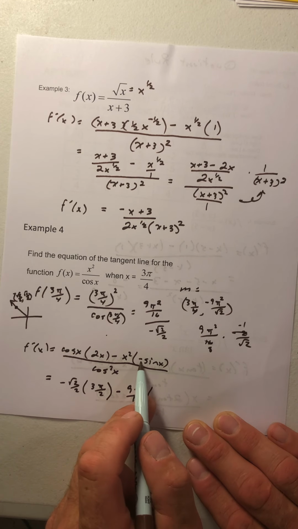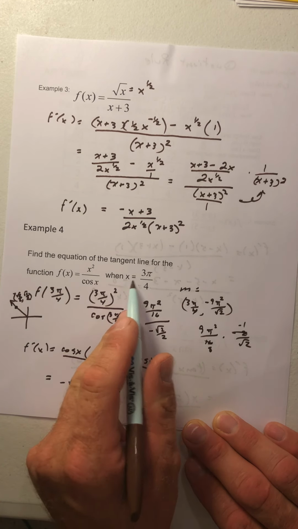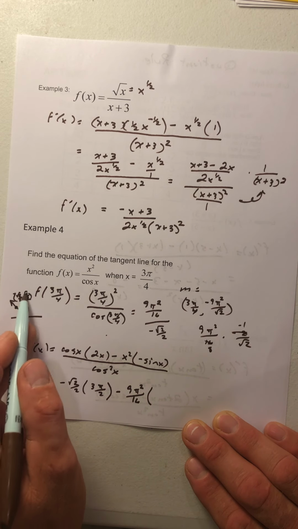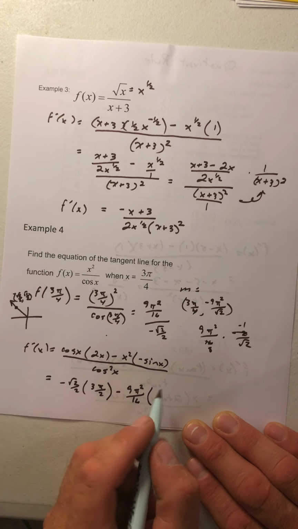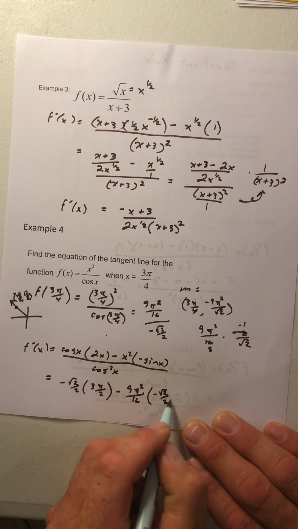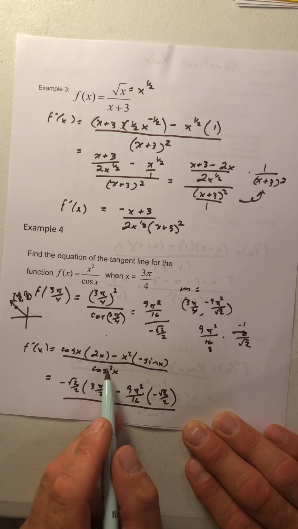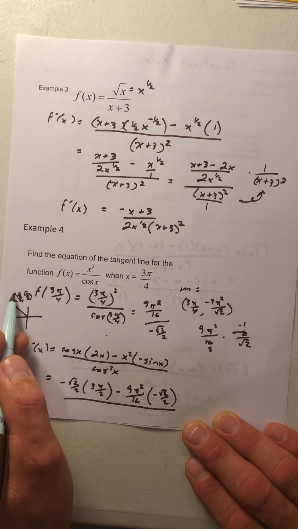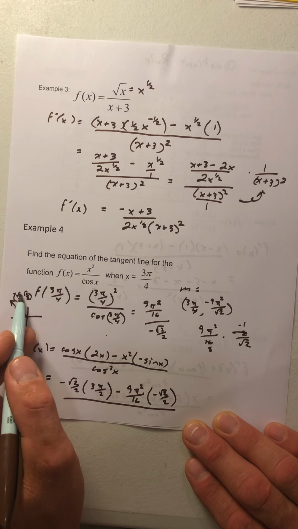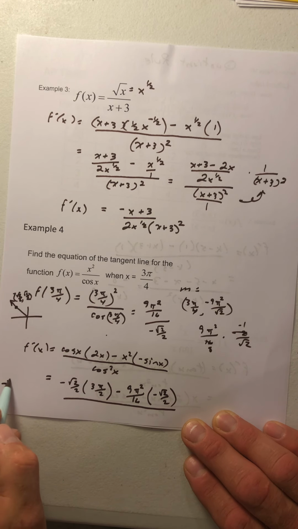And then the negative of the sine of x. So the sine of 3 pi over 4 is radical 2 over 2. We're taking the negative of that, so we get a negative radical 2 over 2. And then cosine squared. So again, we're taking negative radical 2 over 2 times negative radical 2 over 2.